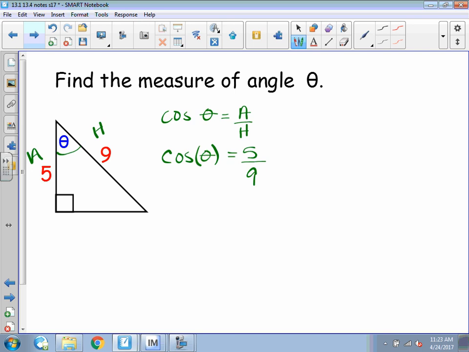Now, we have to figure out what theta is. Cross multiplying is not going to help me. The only way to separate this from this is to do the inverse trig function. So we'll say this, theta equals the inverse cosine of 5/9. Because remember, it's the inverse cosine of the ratio equals the angle. So you just calculate that. Round it to the nearest whole degree.